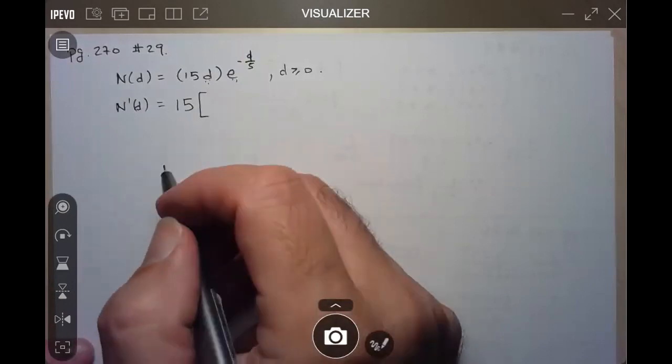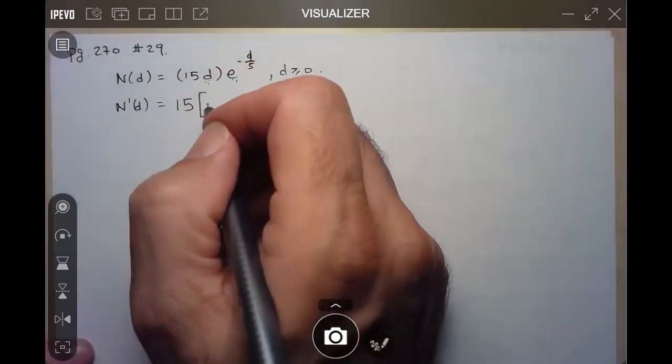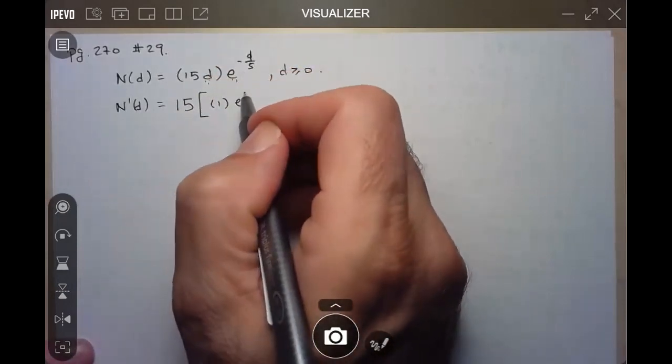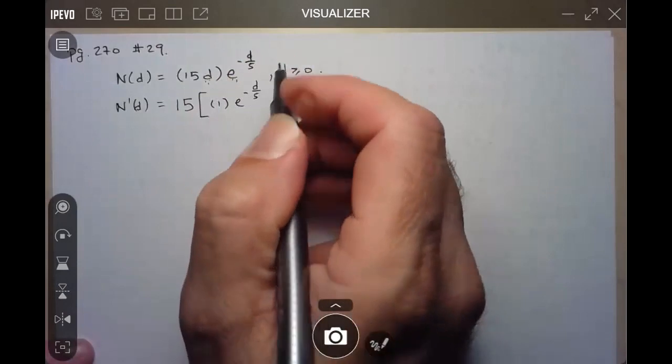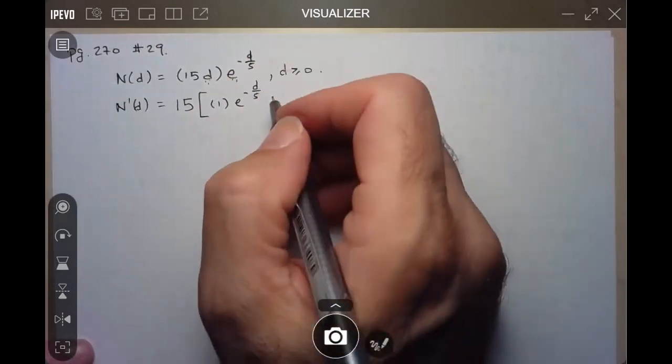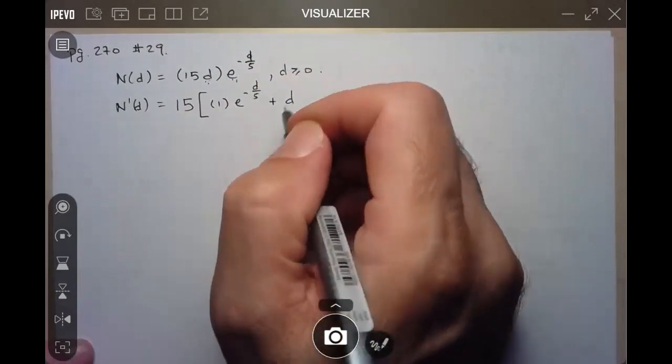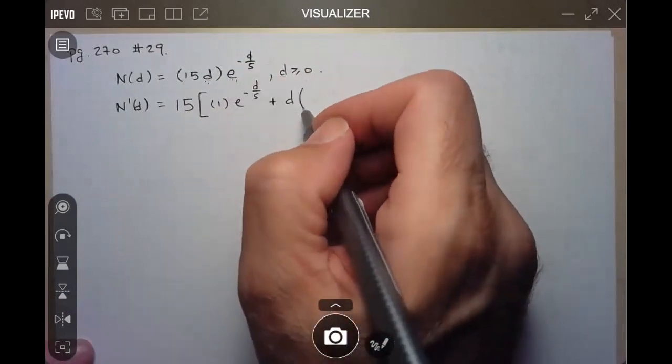Okay, so again, just follow my rule here. Derivative of the first is going to be 1, and then here times the second function, e to the negative d over 5. Okay, and then plus my first function, which is d, times the derivative of the second function.